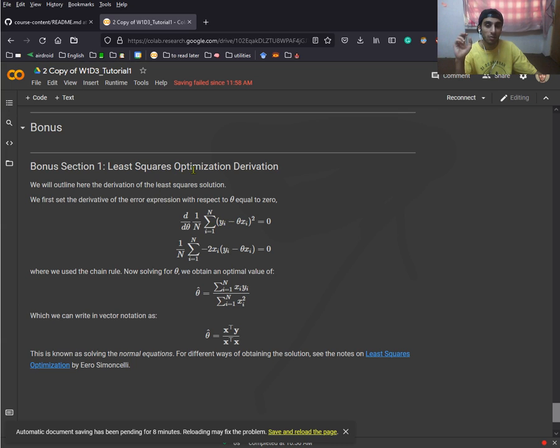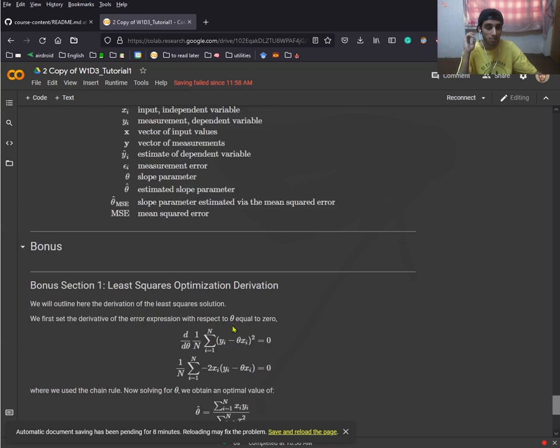So, if you know how to do derivation, you will understand this. 2 goes behind the parentheses, and it will become -2, possibly because this is negative, and they solve for theta, and they come to this equation after solving for theta, and in vector notation we can write this as this: the best theta possible, which gives us the minimum squared error, is x transpose times y divided by x transpose times x.